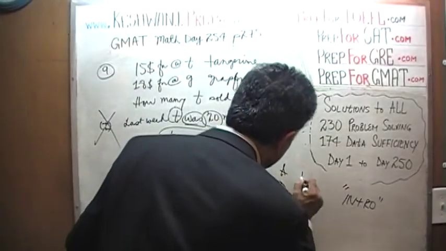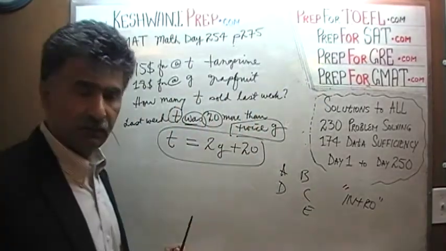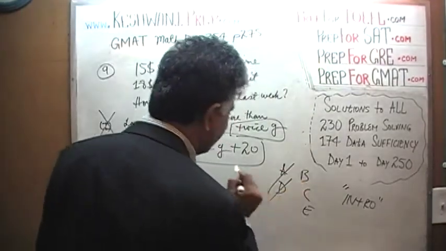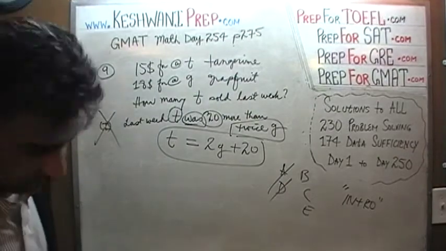A, D, B, C, E. Since the first statement by itself is not sufficient, the answer cannot be A or D. Now we're going to look at the second statement.